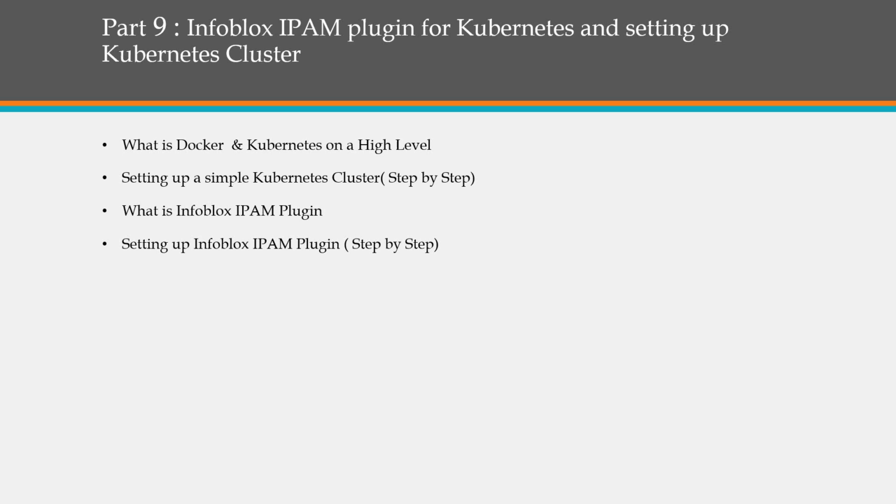Then we looked into what the Infoblox plugin is, and what the uses of the Infoblox IPAM plugin are. Finally, again step by step, we set up the Infoblox IPAM plugin in Kubernetes, and we also verified that the IPAM plugin is able to talk to my Infoblox Grid master, and the IP addresses are getting updated in my Infoblox Grid.